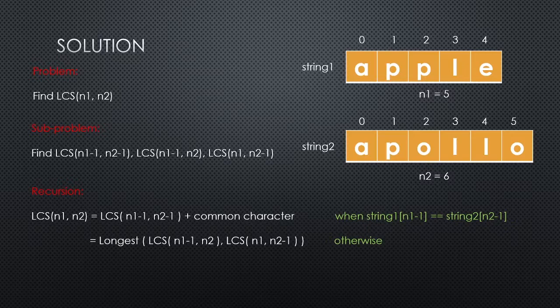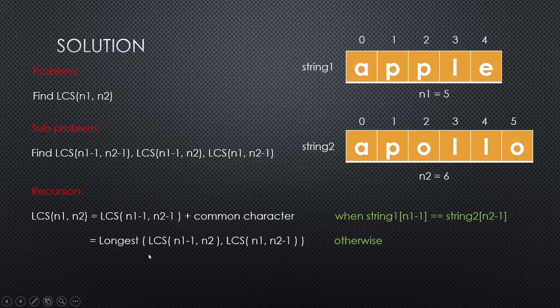In this case, let's take an example. n1 is 4 and n2 is 5. So in that case, n1 minus 1 would be 3 and n2 minus 1 would be 4. And you can see that the characters present in these two indices are actually the same, L and L. So in that case, you take out the common character, which is L, and then you apply the subproblem on the remaining part of the strings, that is APP, and from here APO.